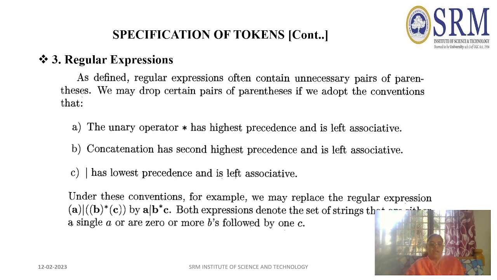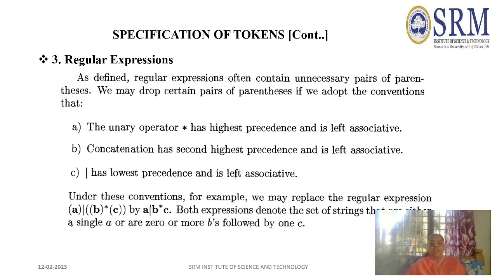The highest precedence is given to star, that is the Kleene closure, which is a unary operator that can be applied on only one operand. It has the highest precedence and is left associative. Concatenation has the second highest precedence and is left associative. The OR symbol has the lowest precedence and is left associative.